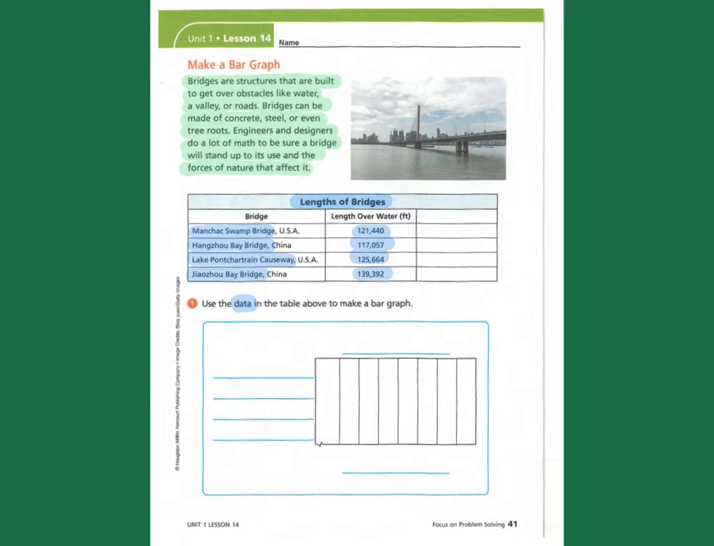It says here that these numbers represent the length over water. So I've got 121,440 is the length over water that the Manchac Bridge is going over. Before we use this data table to make a bar graph, I want to just talk to you about bar graphs.